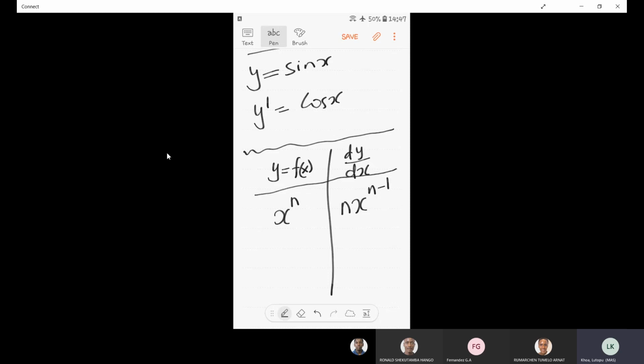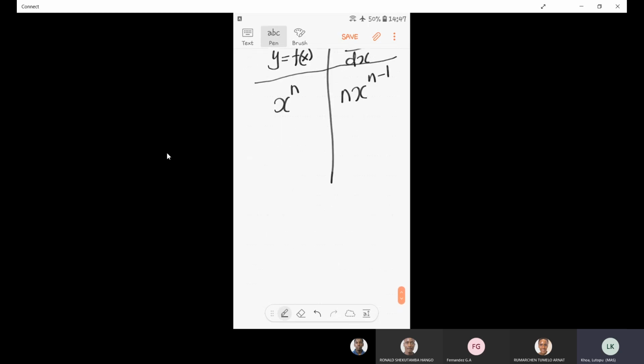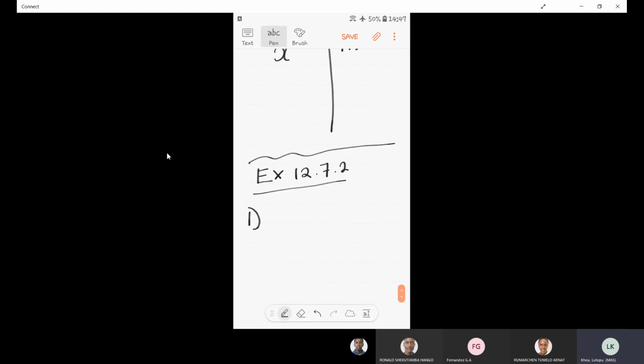Now let's look at the exercises that we have. This is exercise 12.7.2. Let's start with number 1. So we have y is equal to 10 to the power of 23. Now if we look at our table, this one is actually not anywhere on the table, but we can prove it using the first principle, and then from thereafter we should know what it is. Now 10 to the power of 23 doesn't have an x in it, so this is a constant.